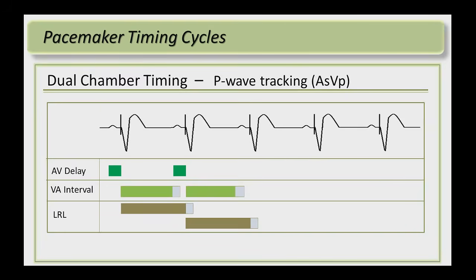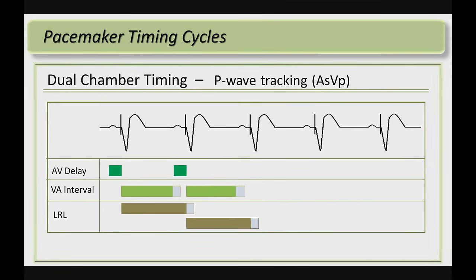Now, something that I'd like to point out, if you look back at the previous cycle length, the lower rate limit never timed out, but yet we paced in the ventricle. The reason for this was because we had an intrinsic P wave that came in, starting the AV delay that timed out, forcing us to pace in the ventricle.